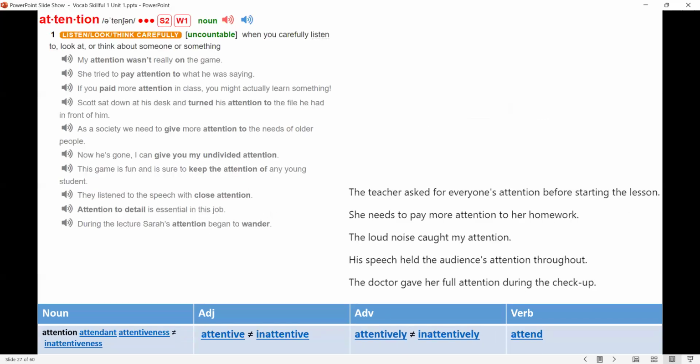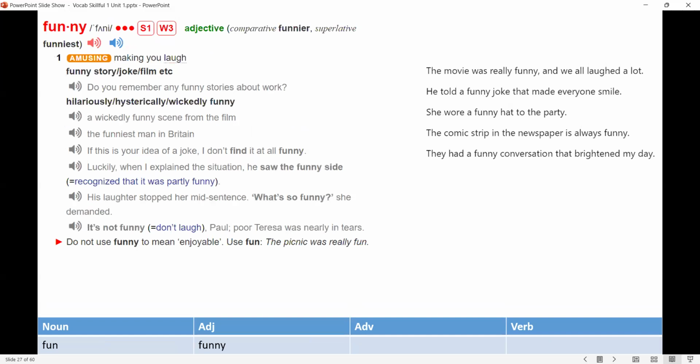Attention. Attention means listen carefully, look carefully, or think carefully about something or someone. Example, pay attention to what he was saying. She tried to pay attention to what he was saying. My attention wasn't really on the game. The teacher asked for everyone's attention before starting the lesson. The loud noise caught my attention.